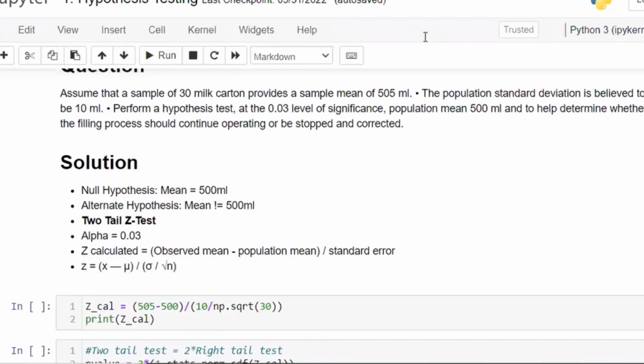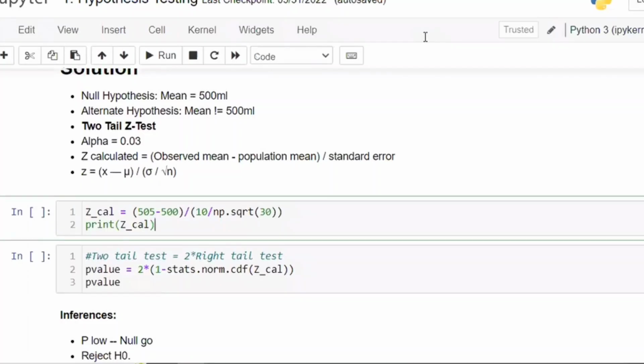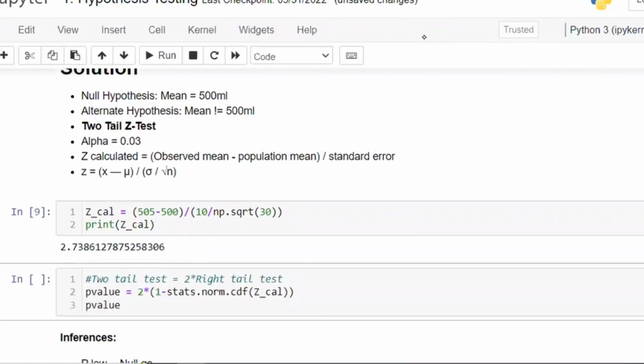Now you are going to calculate the same statistic, because in this question also the population standard deviation is given as 10 ml. So you are going to apply the same thing. After calculating the z statistic, what are you going to do? The same right tail test you applied, you are going to apply for this one also.